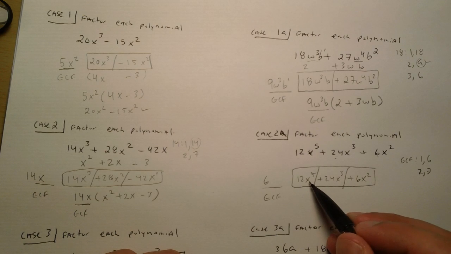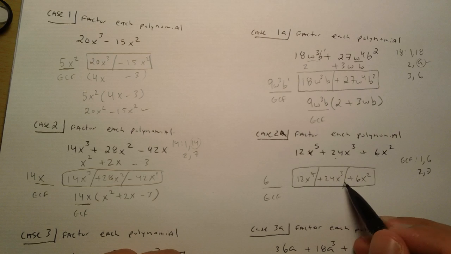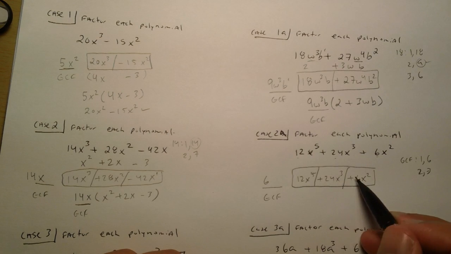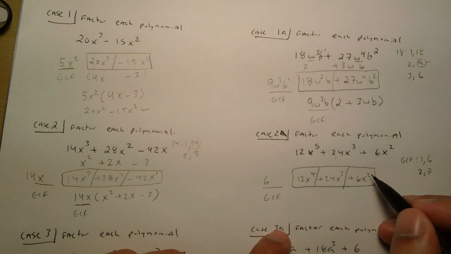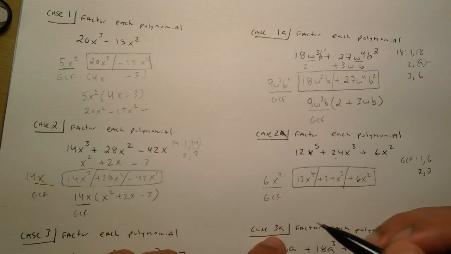So then we have x to the 5th power, x cubed, and x squared. Now they all have the same variable, x. They have different exponents. So which one are we going to take? The smallest one. Smallest exponent. So we have 6x squared.